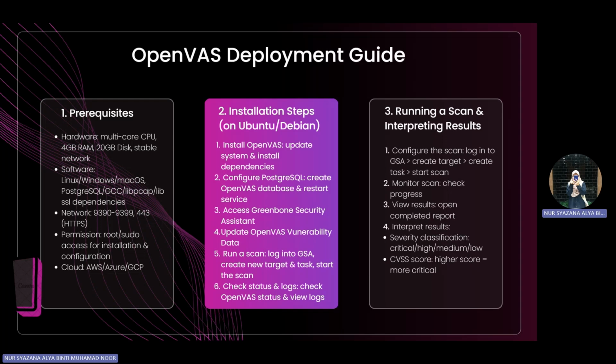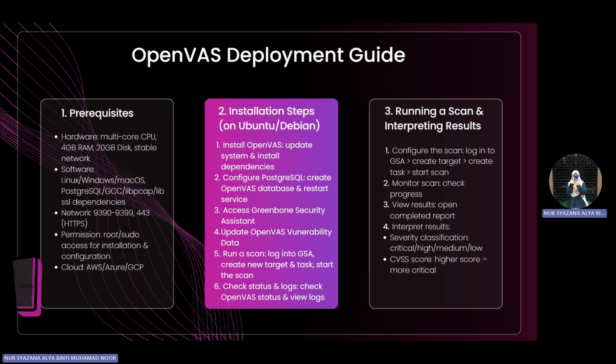Next, for the installation steps, this is for Ubuntu or Debian. So first step, you need to install OpenVAS, which you need to update the system and install dependencies if you don't have the dependencies yet. And then the next step, you need to configure the PostgreSQL by creating OpenVAS database and restart the OpenVAS service. Next, you need to access Greenbone Security Assistant by login, using username and password.